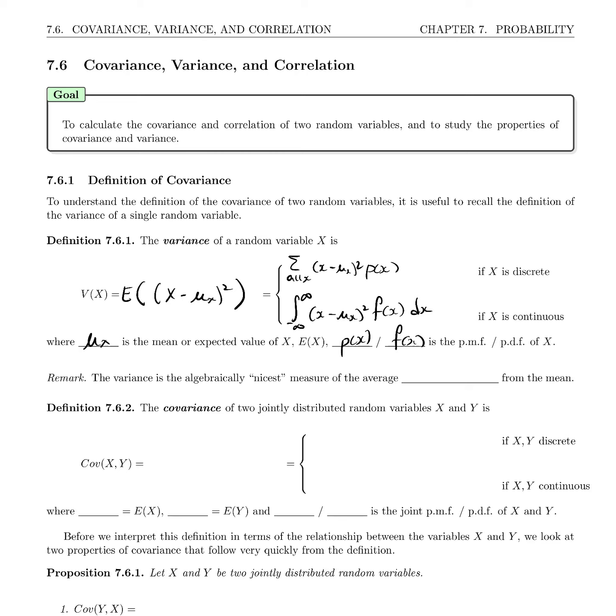And so the remark is that the variance is typically the nicest measure of the average distance. There's other ways of measuring that distance, but the variance is the average or the expected distance. So distance is the x value minus its mean. That's how far any given x value is away from the mean.